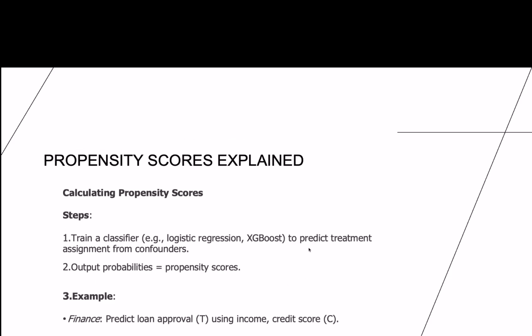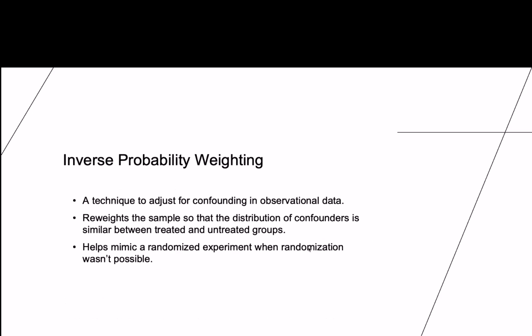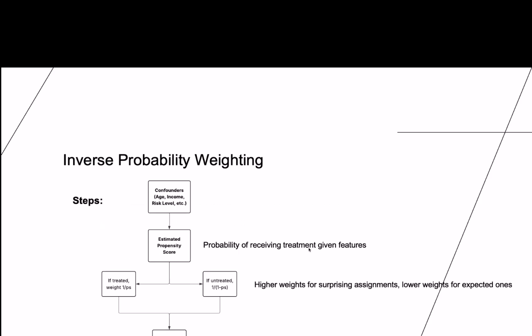Propensity scores help with that. We train a model to estimate the probability of treatment based on confounders. The model's output becomes the propensity score. Inverse probability weighting uses these scores to reweight the data. This creates a synthetic population where treatment is independent of confounders, approximating randomization. Treated units are weighted by 1 over their propensity score. Untreated units are weighted by 1 over 1 minus their propensity score. This adjustment helps balance the groups.